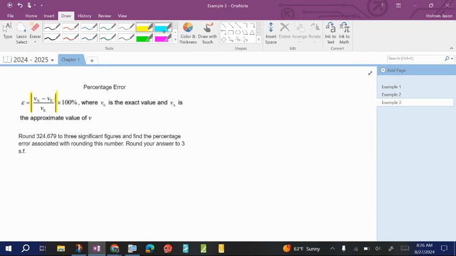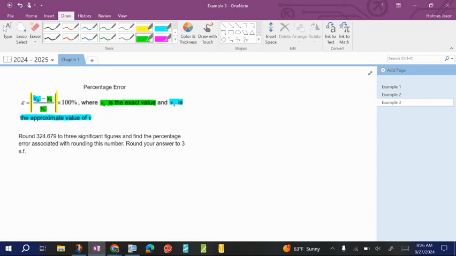It says V sub A. What is V sub A? Well, V sub A is the approximate value of V. So V sub A is the approximate value minus V sub E. Okay, so what is V sub E? V sub E is the exact value, divided by V sub E. And then we're going to multiply that by 100%.